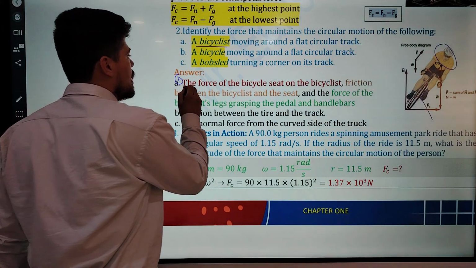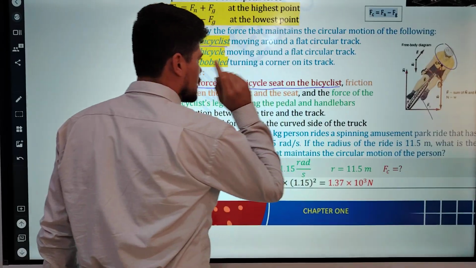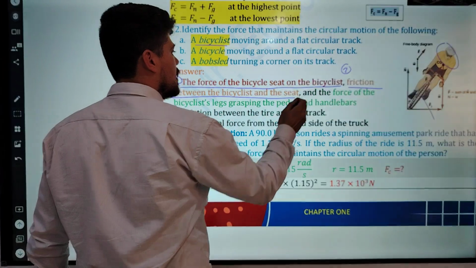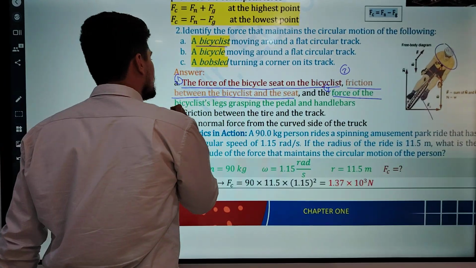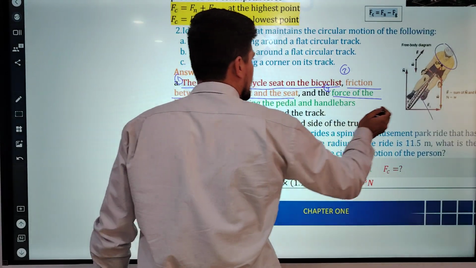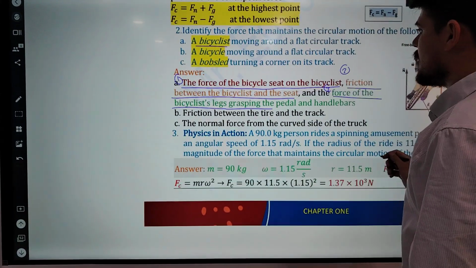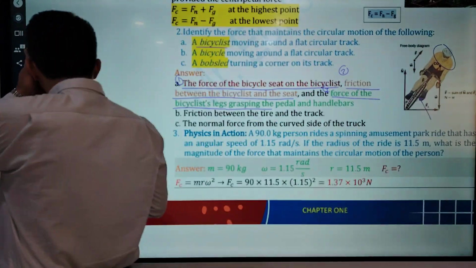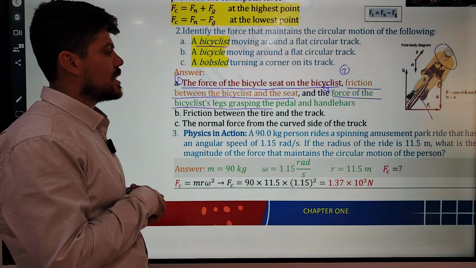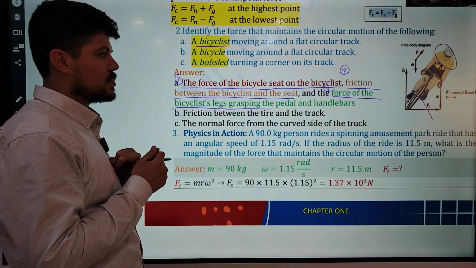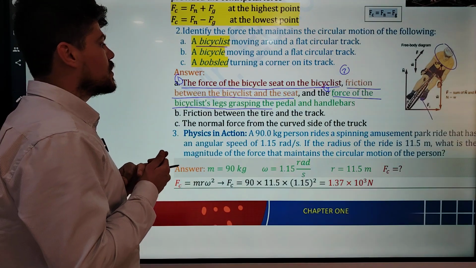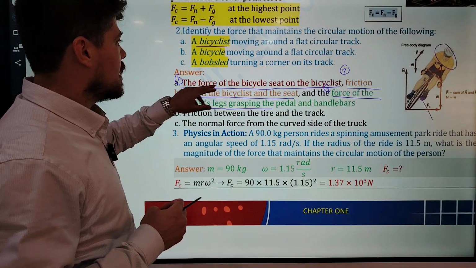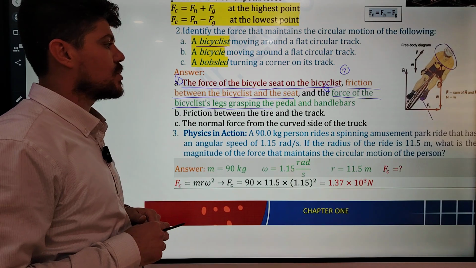The first factor, number 1, the force of the bicycle seat on the bicyclist. Number 2, the friction between the bicyclist and the seat. Number 3, the force of the bicyclist's legs grasping the pedal and handlebars. So how many factors maintain the bicyclist in a circular track? Three factors: the force of the bicycle seat, the frictional force between the bicyclist and the seat, and the third one, the force of the bicyclist's legs grasping the pedal.